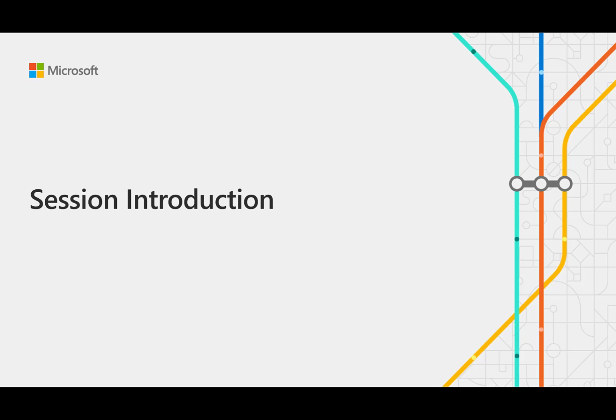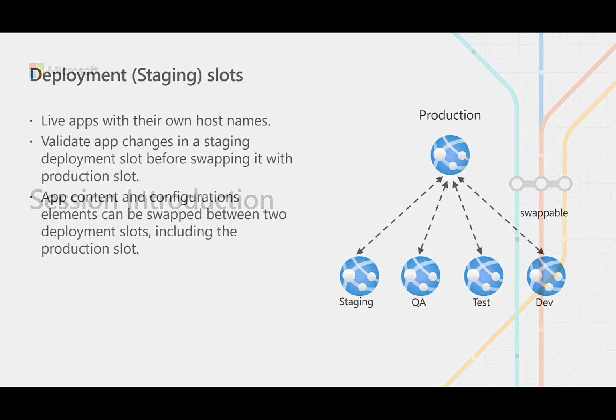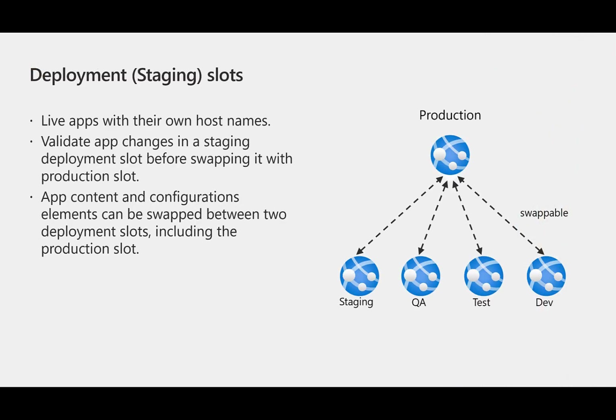This session assumes you have a basic understanding of Azure App Service web apps. Before we talk about different deployment options, we need to understand a concept called deployment slots or staging slots. These deployment slots or staging slots are live applications with their own host names.